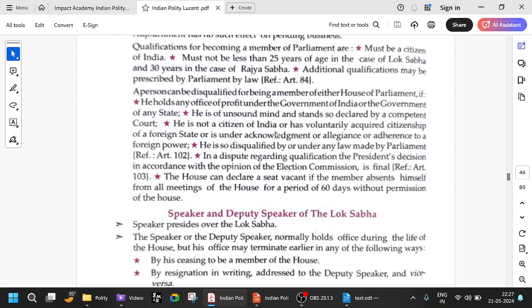In a dispute regarding the qualification, the president's decision in accordance with the opinion of the election commission is final. So these questions are also asked frequently. They say that the qualification of the president can only be decided by the courts. No, the opinion of the election commission is final. So if the election commission says that the president's election is fine, it is a final decision. And it's Article 103.